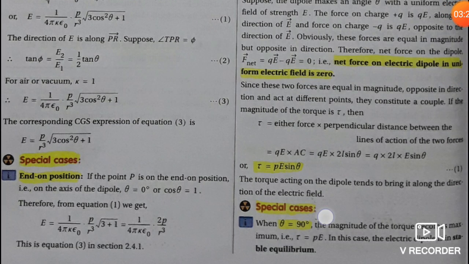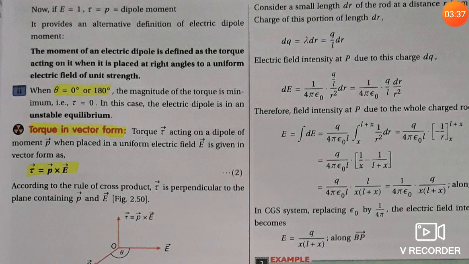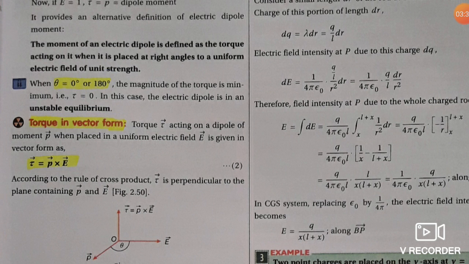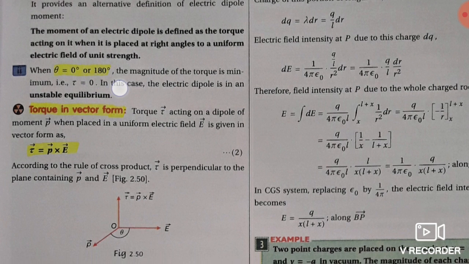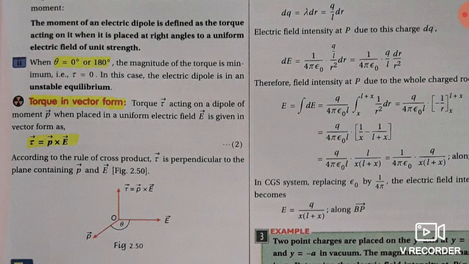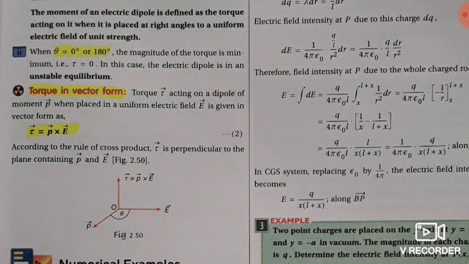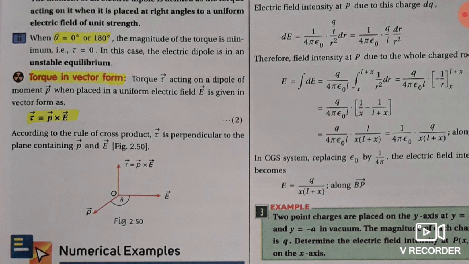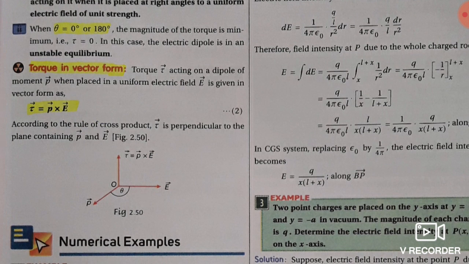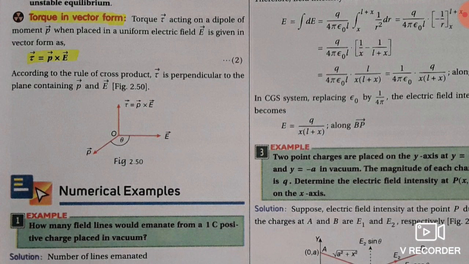When theta is equal to 90 degrees, torque is maximum, that is tau equals PE. When theta is equal to 0 degrees or 180 degrees, then sine of 0 or 180 degrees is equal to 0, therefore tau equals 0. That is unstable equilibrium. So torque is minimum. Now the torque in vector form: since tau equals PE sine theta, we can write tau vector equal to P cross E, the cross product of dipole moment and electric field. So this is the picture.